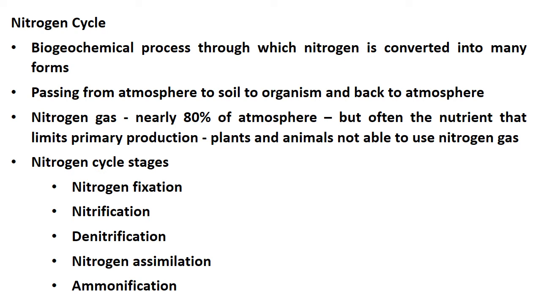Even though nitrogen gas makes up nearly 80% of Earth's atmosphere, it is often the limiting nutrient that limits primary production in many ecosystems. This is due to the fact that nitrogen gas in that form is not biologically available for plants and animals.